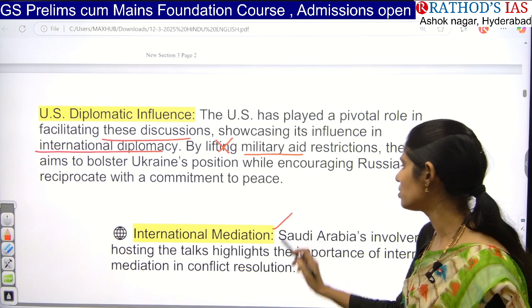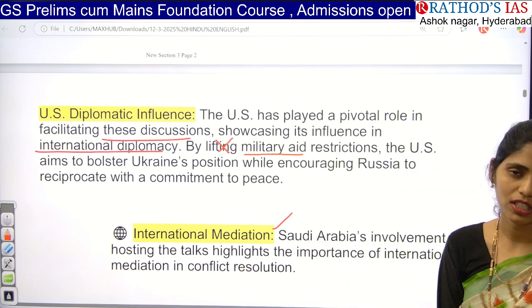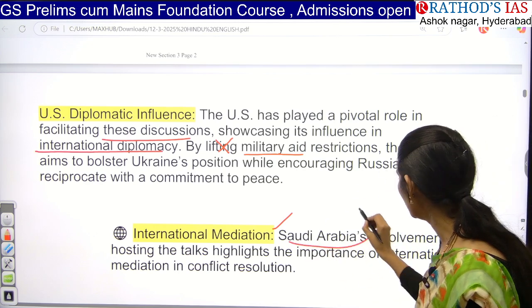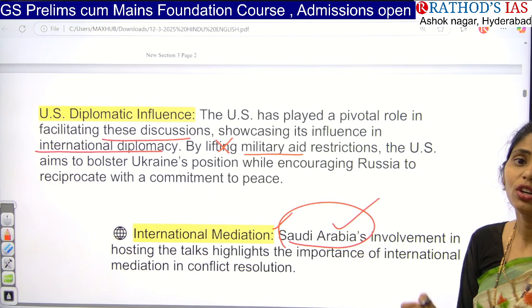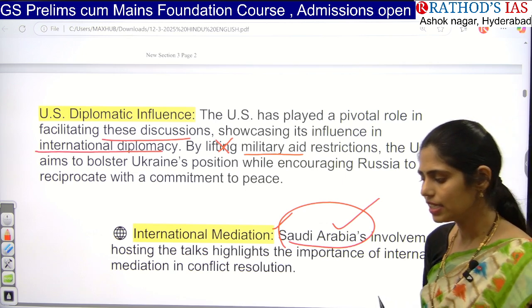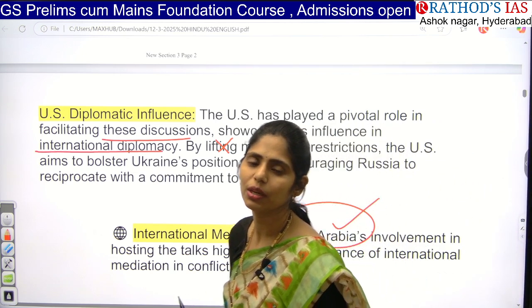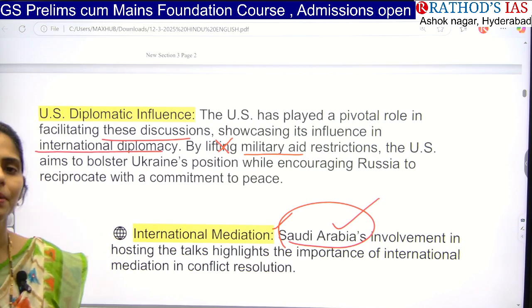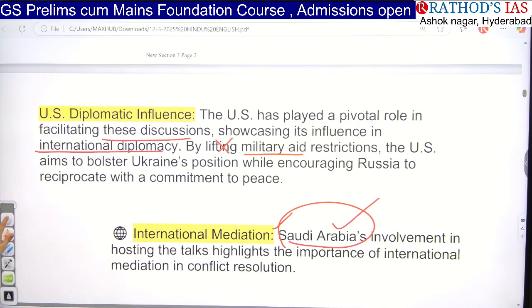And this one is they are also seeing other countries who are mediating this Russia-Ukraine ceasefire. Apart from the US, even Saudi Arabia is involved in hosting the talks. That means we can also understand that yes, international collaboration is very important. Other countries also can take part in establishing peace between the countries.